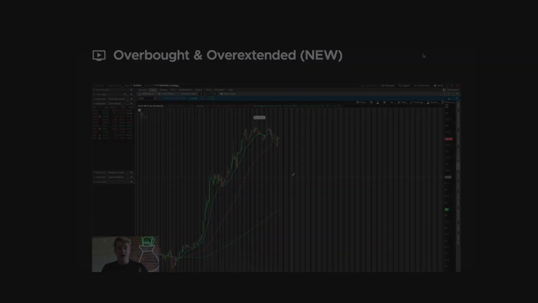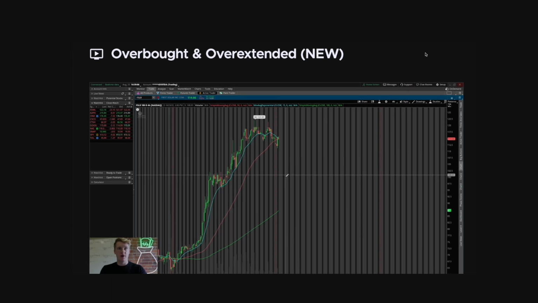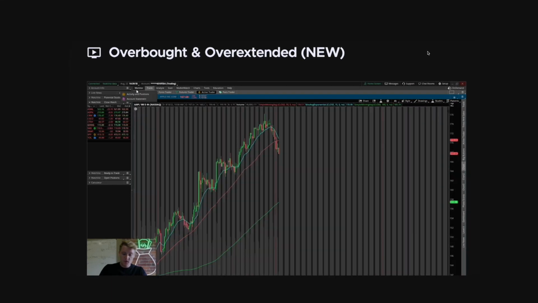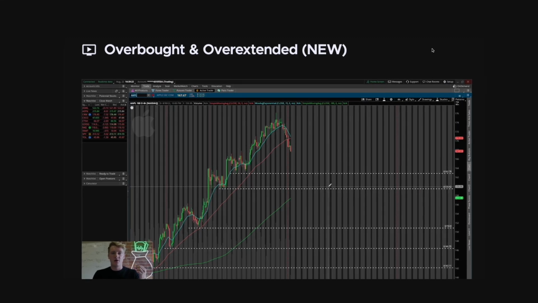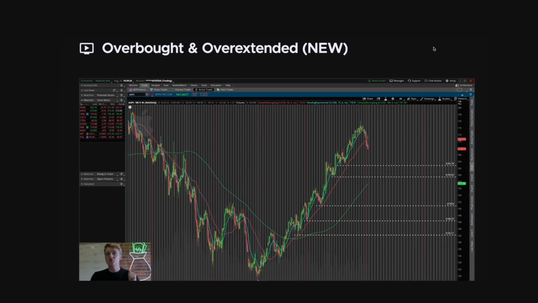However, my overbought and overextended setup, that last year I only traded a couple times, now this year is one of my most traded and most profitable setups. I'm going to give you examples of what these setups are.